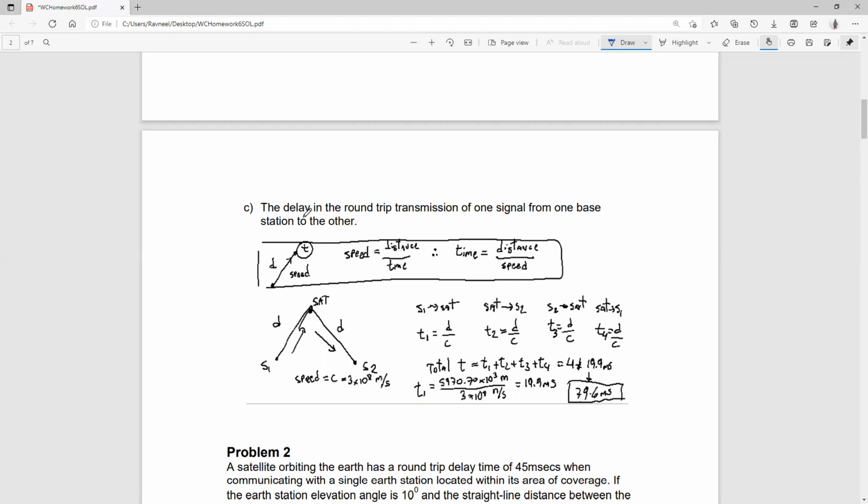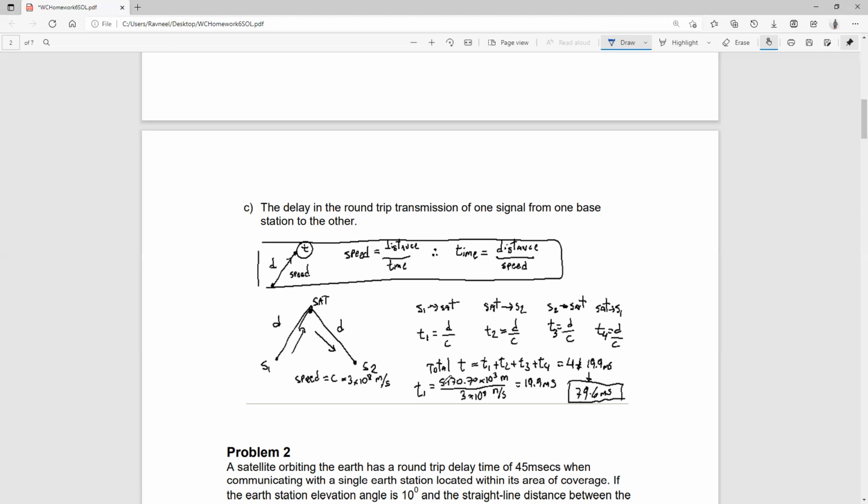So in that particular case, the total round trip time is given by T equal to T1 plus T2 plus T3 plus T4, which is equal to 4 times T, right? Since T1, T2, T3, T4 are all equal because of the distance and speed of light being the same, we just need to find one time and then multiply it by 4. So we know our distance, that is 5,970.7 kilometers, right?